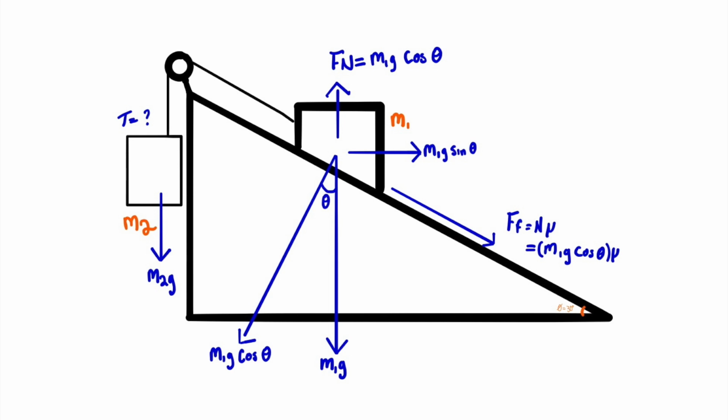Another force acting on M1 is the normal force, which is represented as N equals M1G cosine of theta. The last force is friction, which is equal to the normal force times the coefficient of friction, equals M1G cosine of theta times mu.